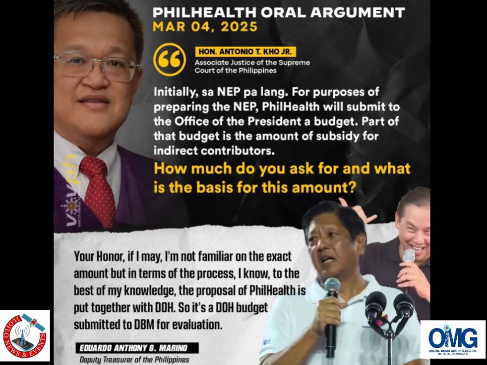Initially, sa NEP pa lang. For purposes of preparing the NEP, the PhilHealth will submit to the Office of the President a budget. Part of that budget is the amount of subsidy for indirect contributors. How much do you ask for, and what was the basis for this amount?